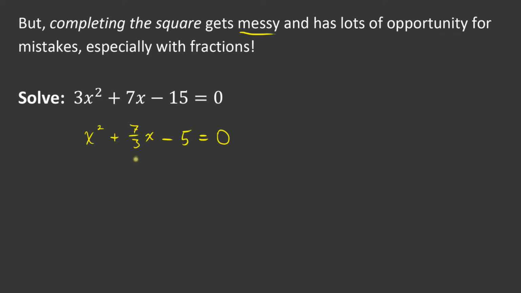If I want to continue to complete the square on this, what I'm going to need to do is cut 7 over 3 in half. So 1/2 of 7 over 3 is 7 over 6. And now I have to square that, which is 49 over 36. I have to add and subtract 49 over 36 from this. Everything is just getting messy.